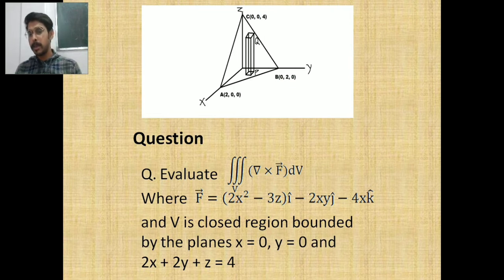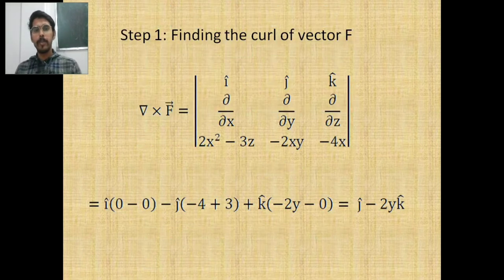So these are the three planes with which this particular thing is bounded, and we have to evaluate the triple integral of nabla cross f dv. So this is our question. Now, the first step that we need to do is to find the curl of the vector f, because our question says so. We have to evaluate nabla cross f.